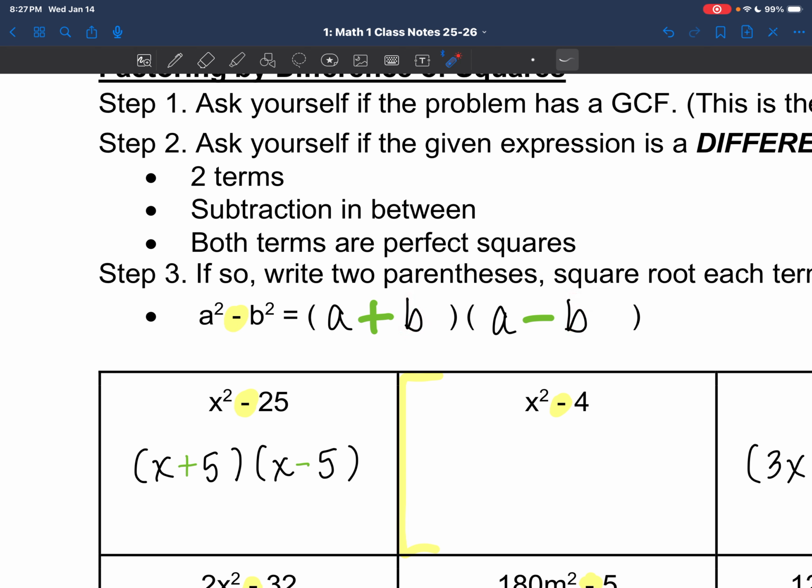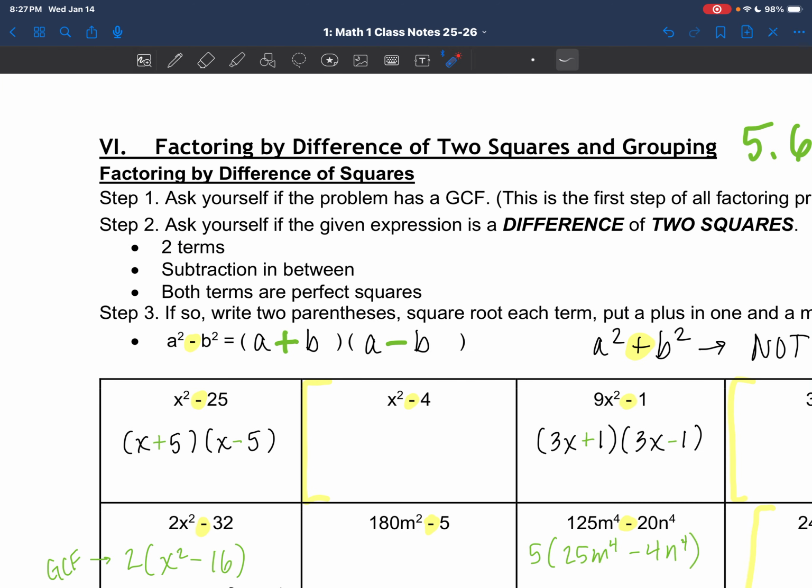Now, it doesn't matter which one's plus and which one's minus, but one needs to be plus, the other needs to be minus. So you must have opposite signs. That's important when you're doing your difference of squares. All right, and then that's your final answer. That's how you do it.